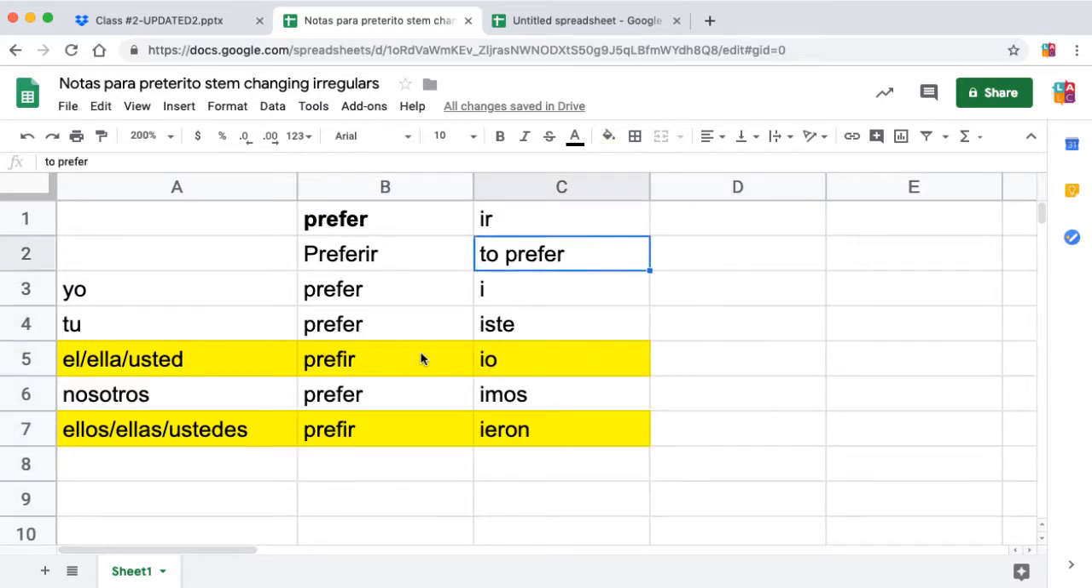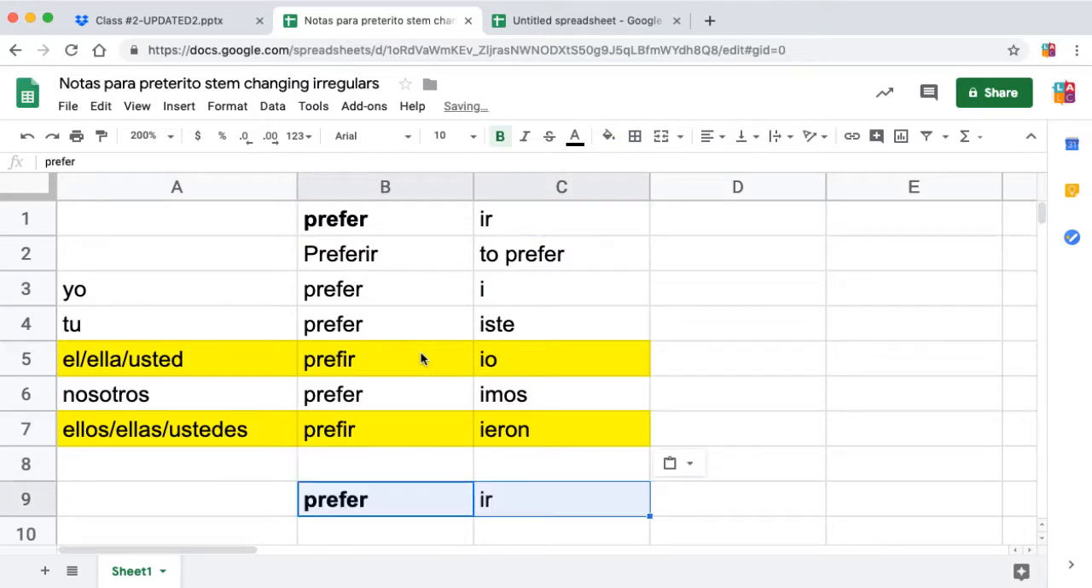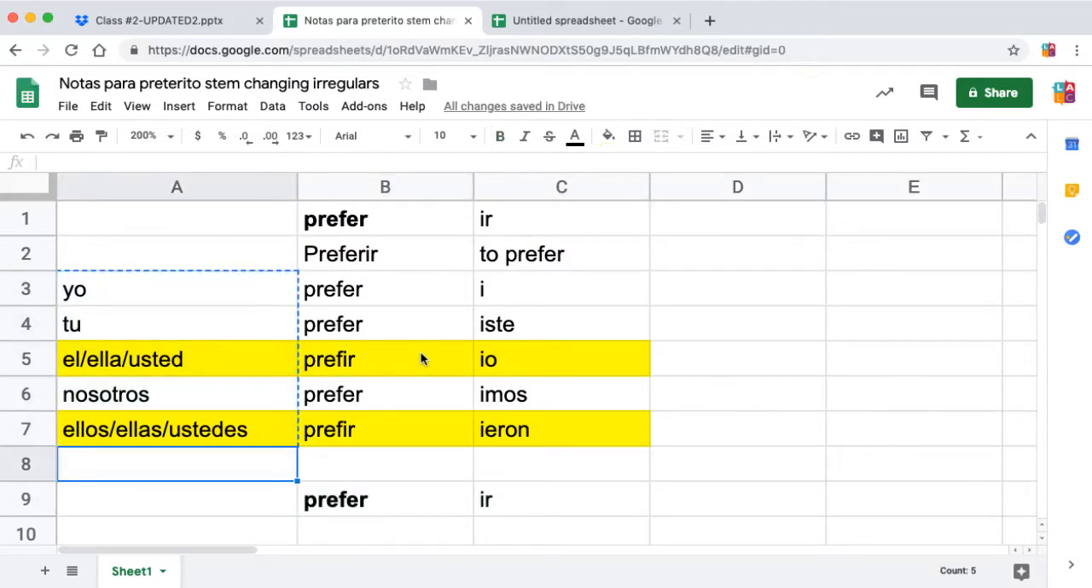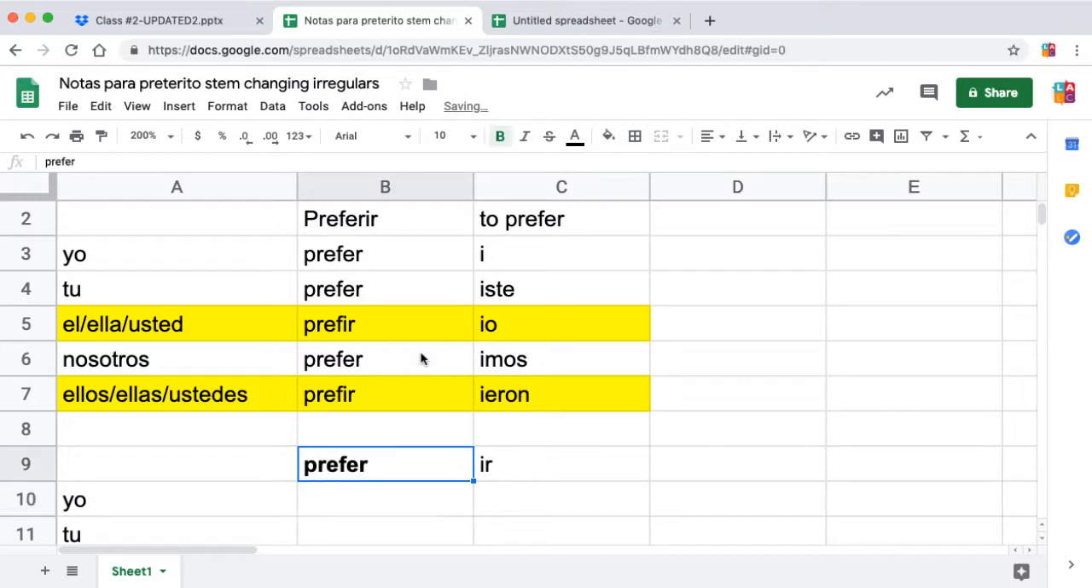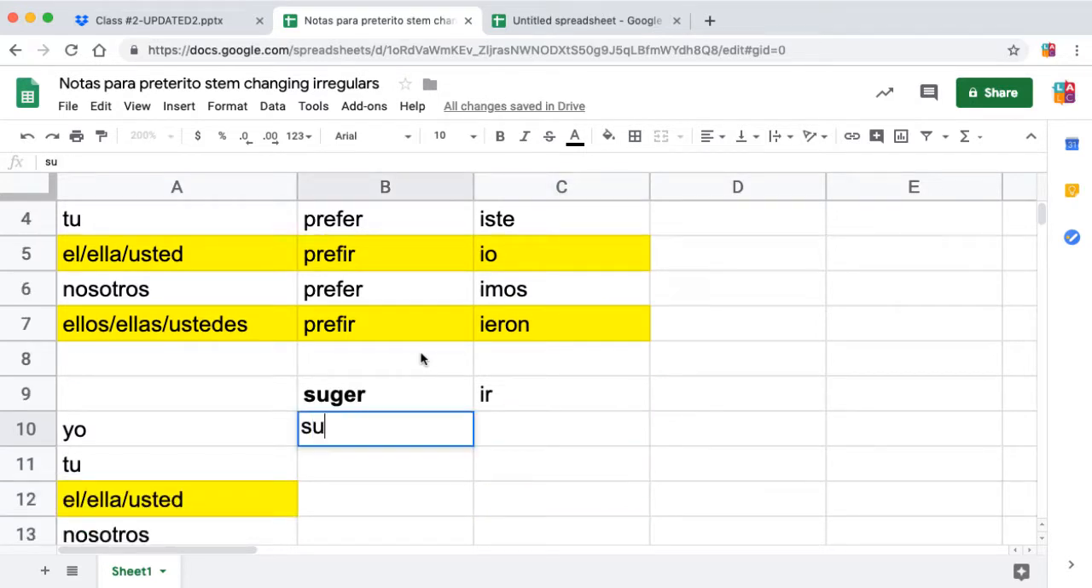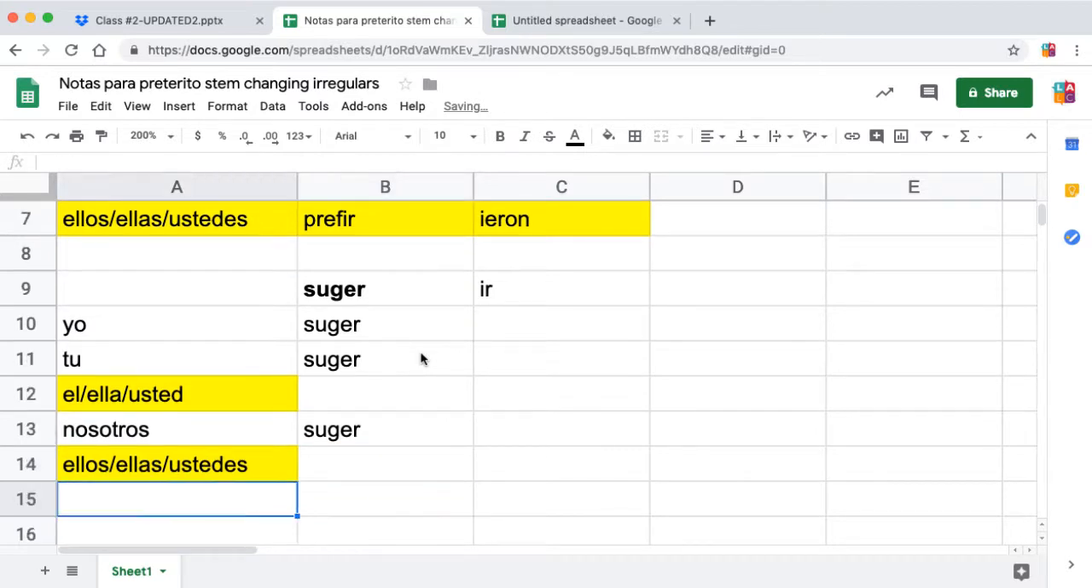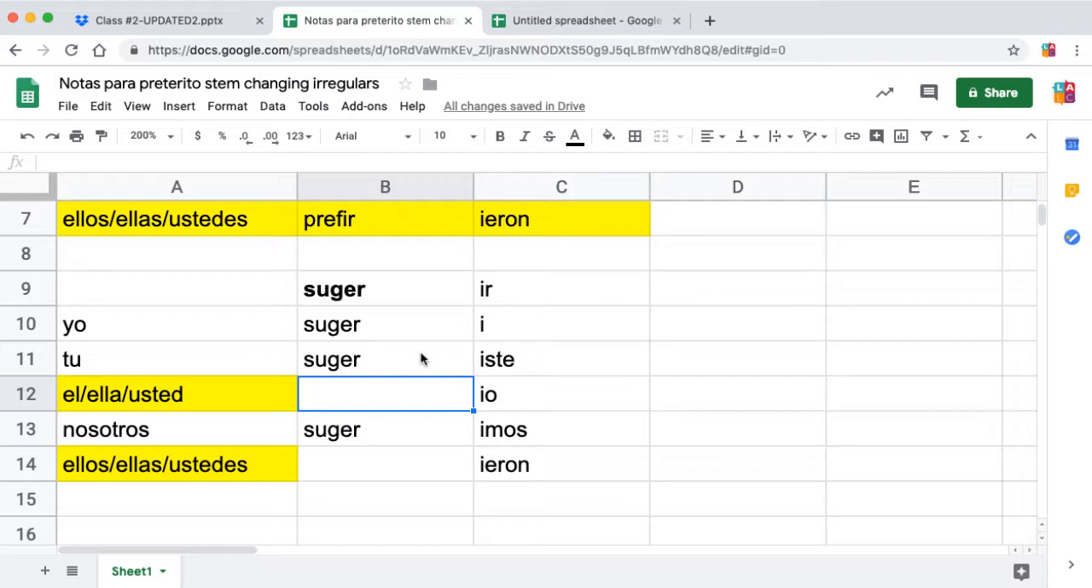So let's see with sugerir now. Sugerir means to suggest, okay? So I'm just going to move these guys over here. Sugerir means to suggest. So yo, this doesn't change. This changes. So IR again, remember the endings: í, iste, ió, imos, ieron. Okay. So ella, you see, sugirió. It changes to I. Again, changes to I.